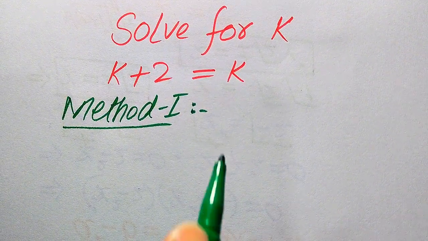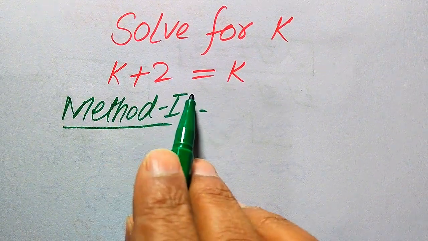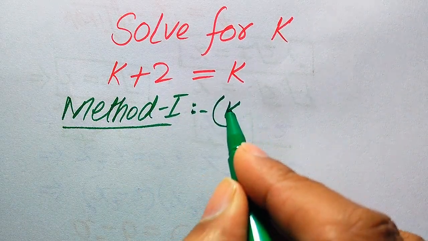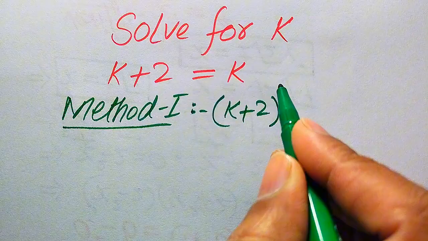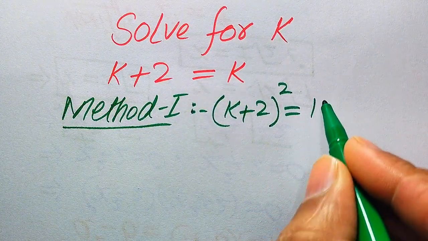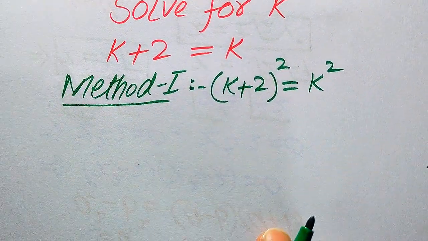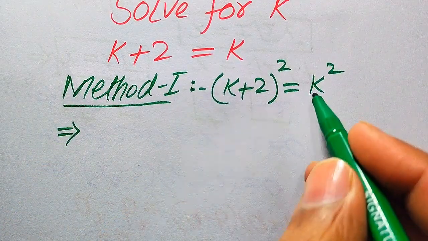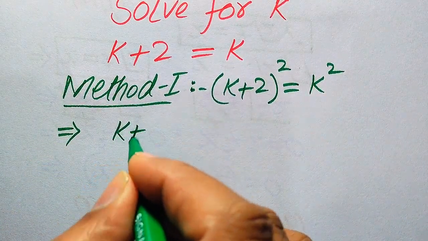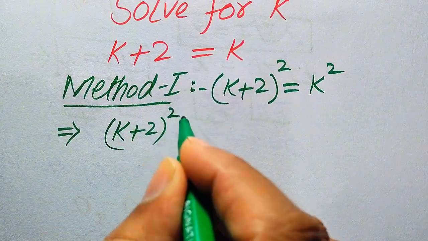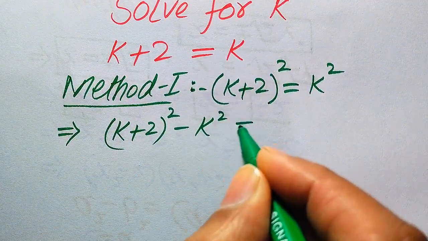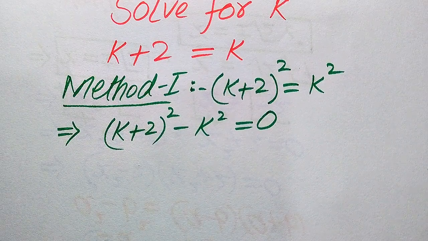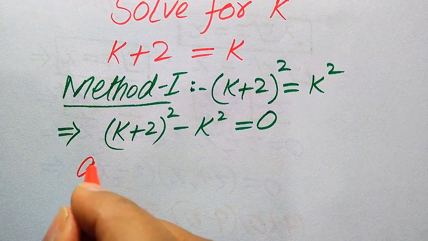And now we move toward the solution of this problem, and here our target is to find the values of k. So in that case we need to take squaring on both of the sides. When we apply squaring, it will be written as (k + 2)² = k². Now in the next step, we move this k² from the right hand side to the left hand side, and it becomes (k + 2)² - k² = 0. And now in the next step we need to use this nice algebraic formula.